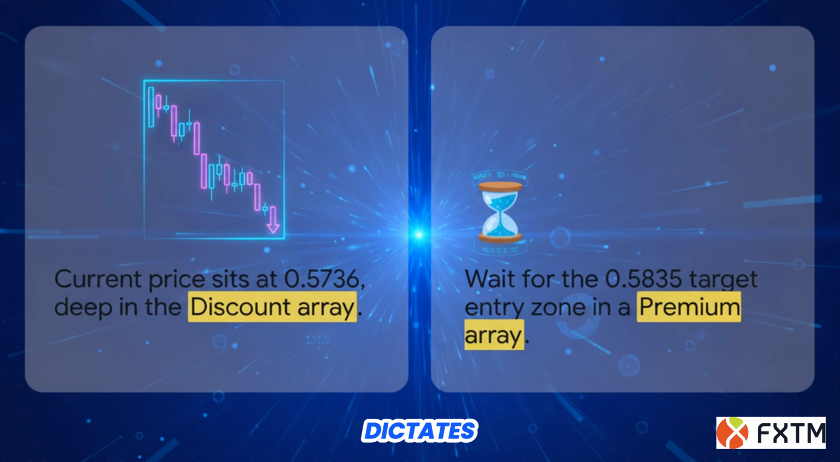Our discipline dictates that we must wait for a retracement. We let the amateur retail traders sell the absolute bottom, let them provide the liquidity, and we patiently wait for price to be drawn back up into our 0.5835 premium zone, right back up into that H4 order block and FVG.